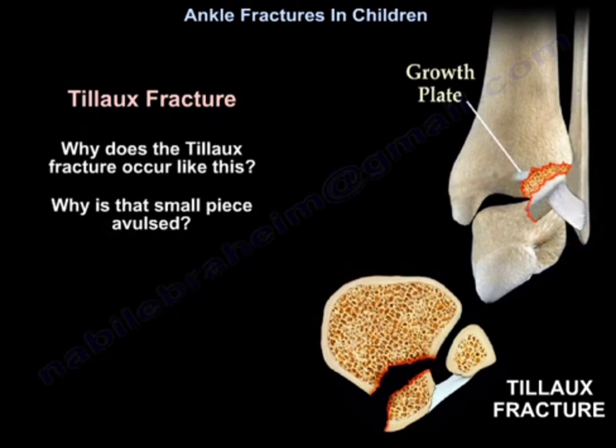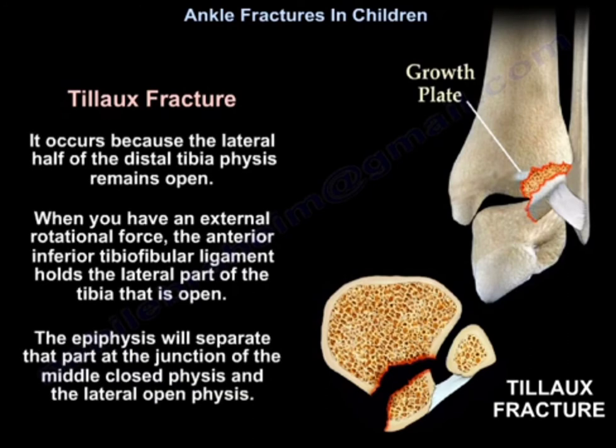So why does the Tillaux fracture occur like this? Why is that small piece avulsed? It occurs because the lateral half of the distal tibial physis remains open. When you have an external rotational force, the anterior-inferior tibiofibular ligament holds the lateral part of the tibia that's open. The epiphysis will separate that part at the junction of the middle closed physis and the lateral open physis.